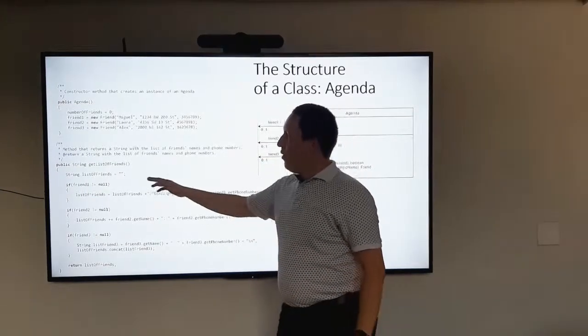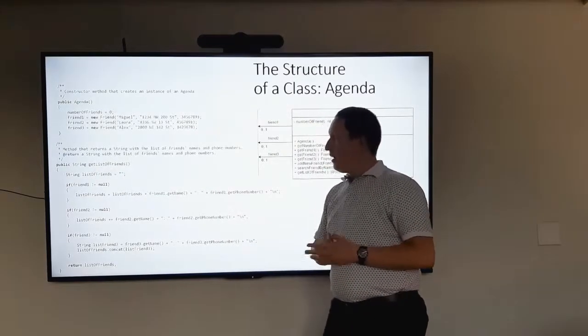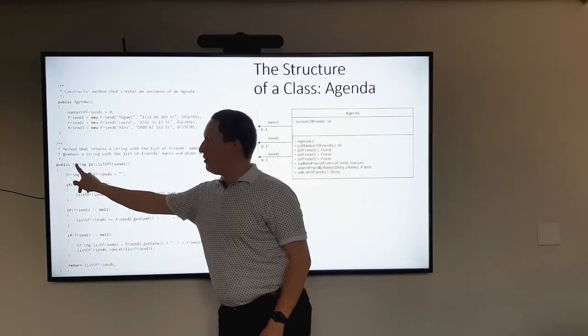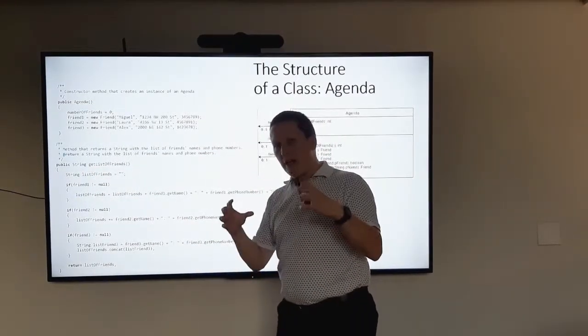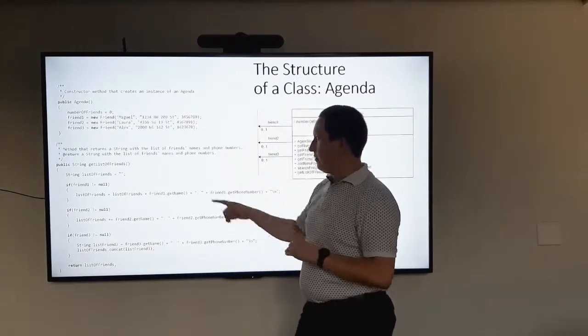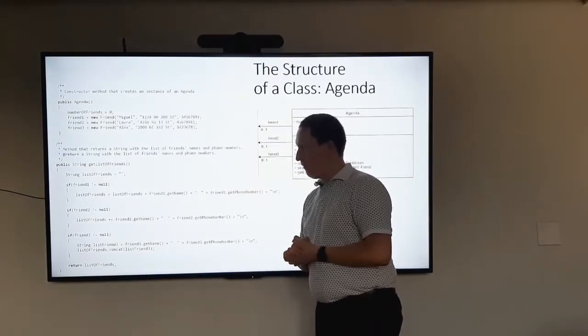So, we need to return the list of friends. The list of friends is going to be modeled as a string, as you see here. The method is returning a string having in it the friends' names and phone numbers, as you see here in the description that appears in the Javadoc.